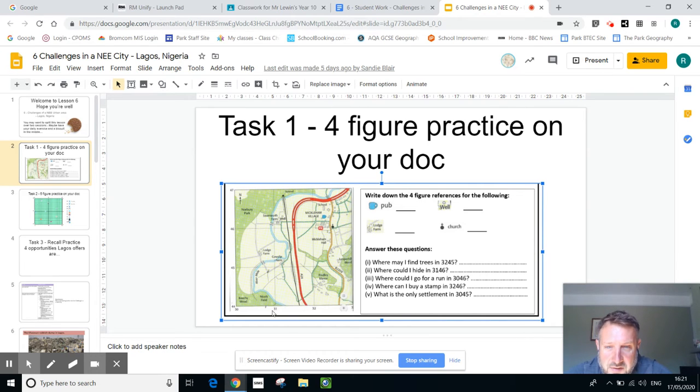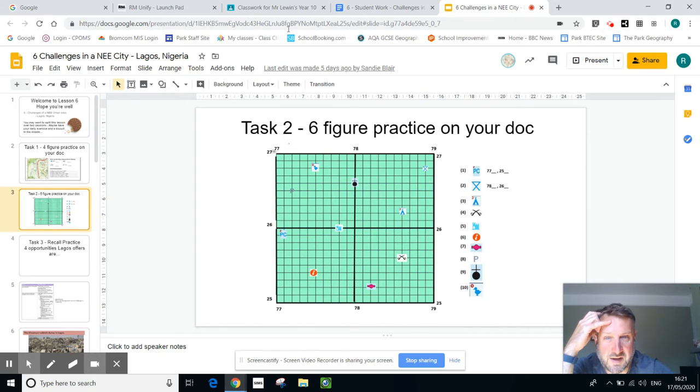Where could I hide in 31:46? Do you know what? I'd probably hide down the well or in the tunnel, maybe. What do you think? Write down 4-figure group references for the following. So the pub is a nice glass tankard there. It's just there. So I go along to 32 point something, and I got 46 point something. Remembering that 5's halfway, so that's my marker. Those are your 4 figures. Have a go at those. Answers onto this sheet here, look.